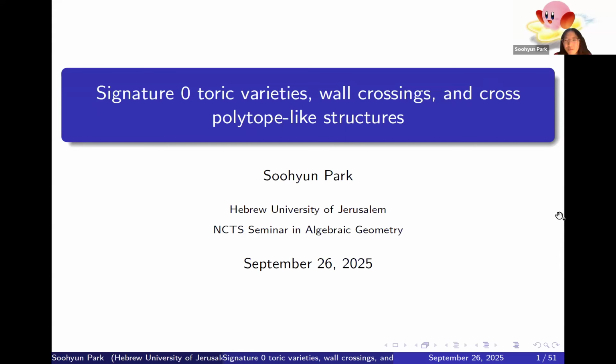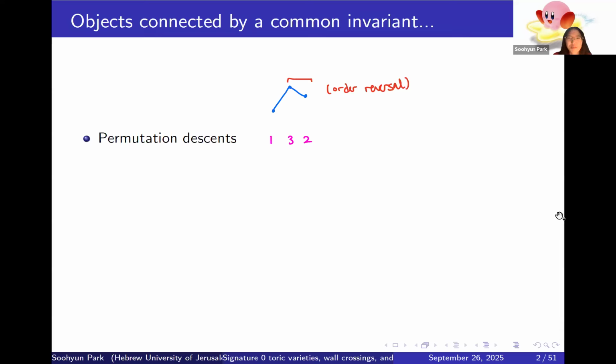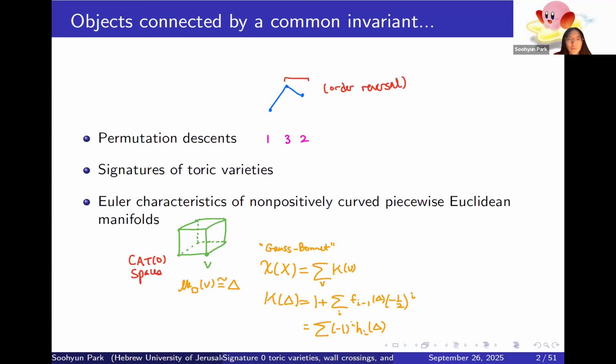So supposedly this is algebraic geometry, but I'm going to talk about combinatorics. To start off, there's a common invariant that comes up in a bunch of different contexts, one of which is permutation descent. If you have a permutation, a descent is something going down like this, an order reversal. But the positivity of the same invariant also comes up in signatures of toric varieties, and also things about Euler characteristics of non-positively curved manifolds of some kind.